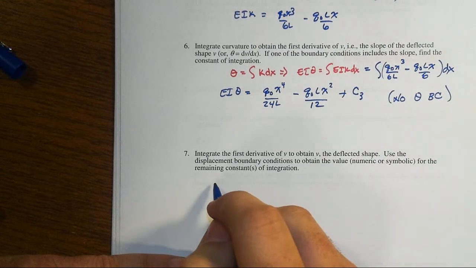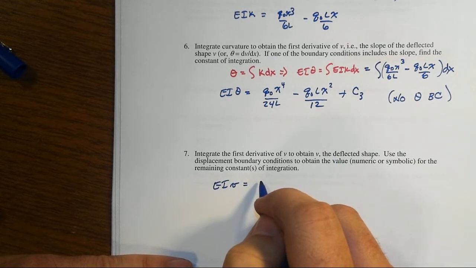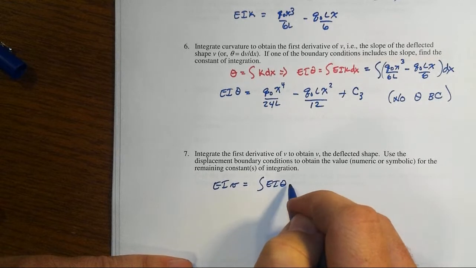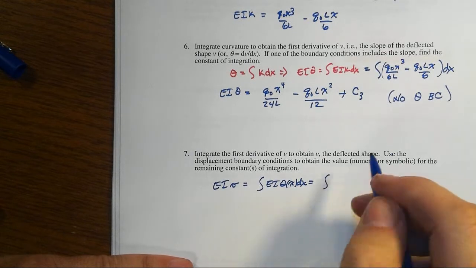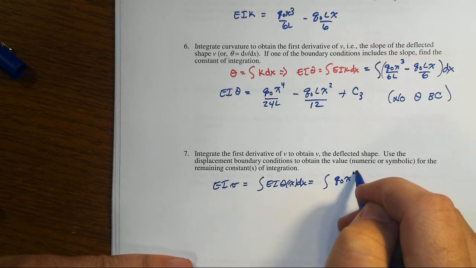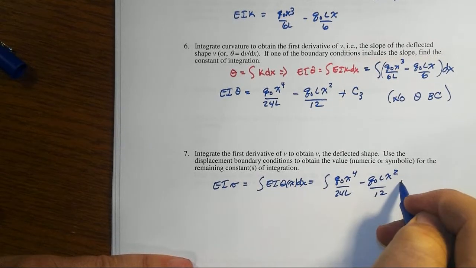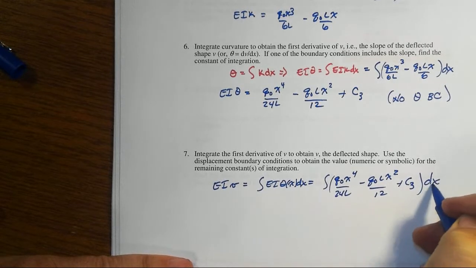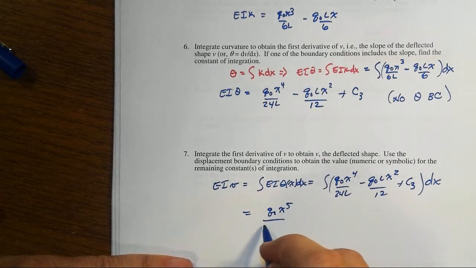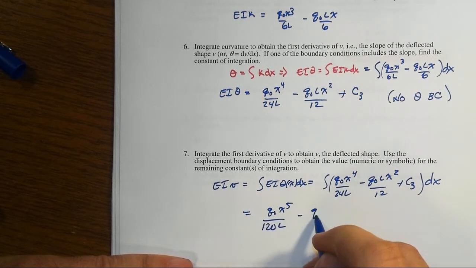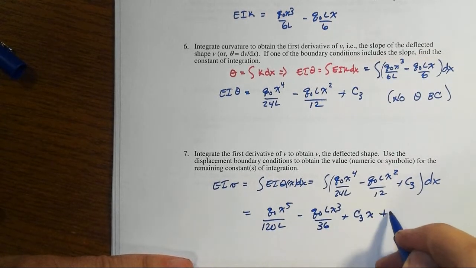Well, we come along and we do our last integration. This is the fourth step in this whole process. So, integrate here, q naught x to the fourth over 24L minus q naught Lx squared over 12 plus the C3 dx. And now we get q naught x to the fifth over 120L minus q naught Lx cubed over 36 plus C3x plus C4.